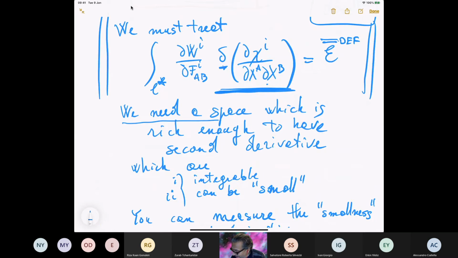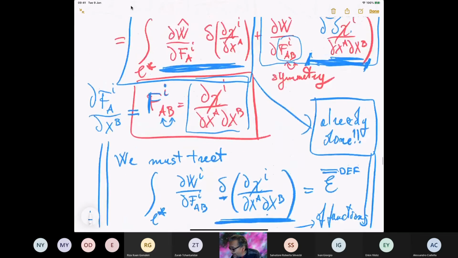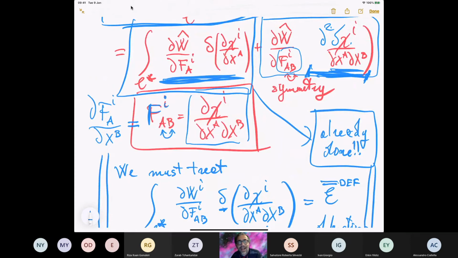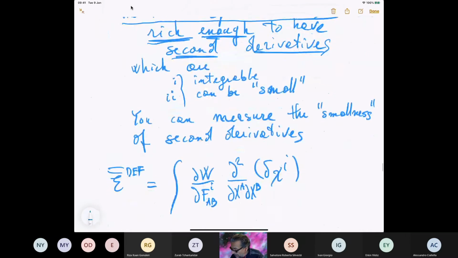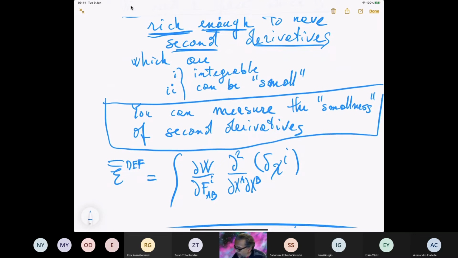So we need a space of functions which is rich enough to have second derivatives which are integrable and can be small. Not only that, we want a space in which every small function has small second derivatives. Okay. So, very important, you need to be able to measure the smallness of second derivatives.